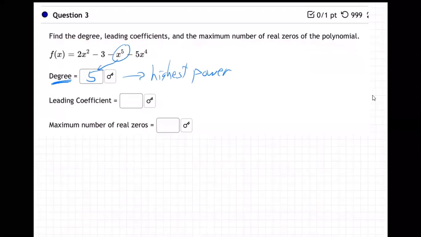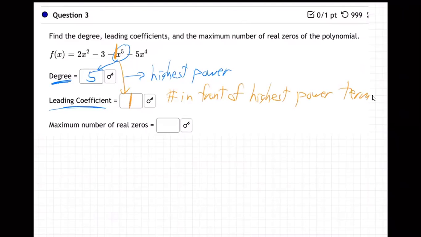What's the highest power? 5. Leading coefficient. That means the number in front of the highest power term. It means what's in front. Well, it's this guy. What's in front? Nothing but a 1. There's nothing there, so it's really 1. Is that confusing? Is that making sense there? So when there's no number in front, we say there's an invisible 1.